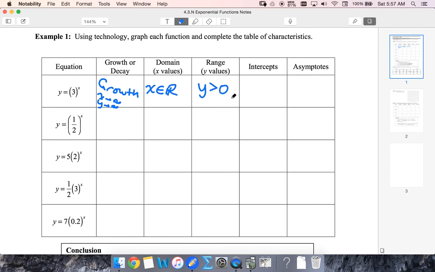My y-intercept is 3 to the 0, which is 1. And x-intercept, I never hit the x-axis, so I have no x-intercept. That's because y equals 0 was my asymptote.